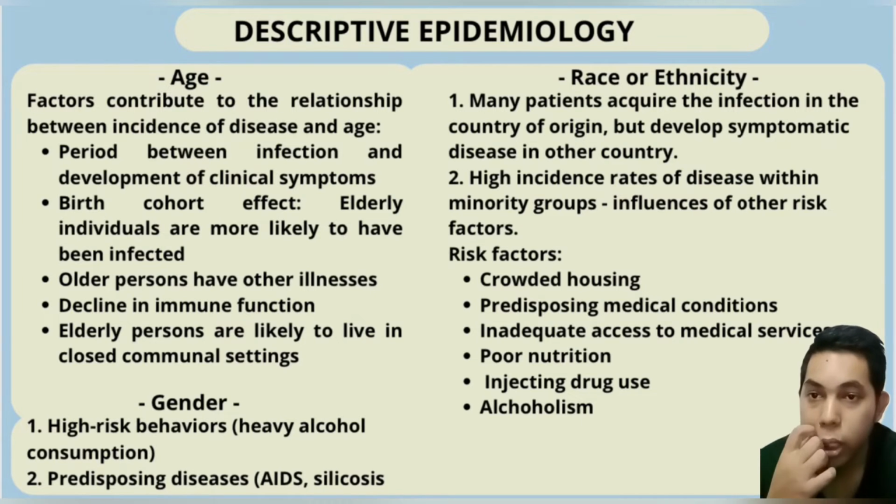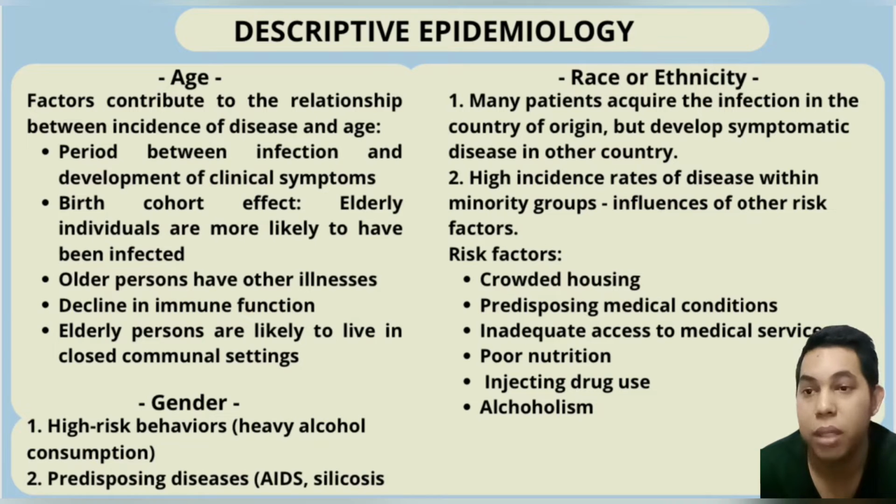factors. The combination of crowded housing, poor nutrition, inadequate access to preventive and therapeutic medical services, alcoholism, and injecting drug use, as well as predisposing medical conditions, contributes to the high risk of disease among the poor. The distribution of disease by gender probably is related to differences in certain high-risk behaviors. For example, heavy alcohol consumption, as well as predisposing diseases, AIDS and silicosis, differ between males and females.